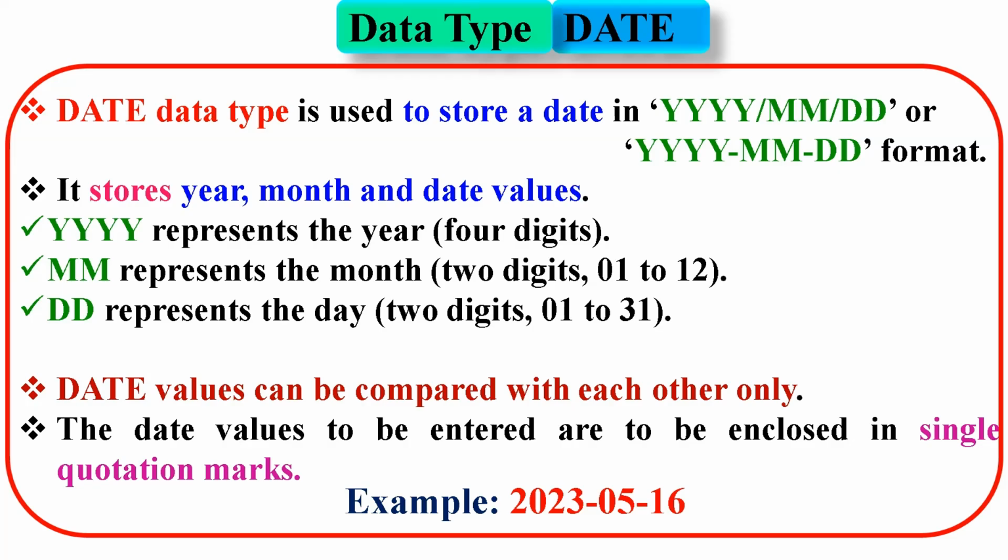Example, 2023-05-16. When working with dates, you have to be sure that the format of the date you are trying to insert matches the format of the date column in the database. The date data type is commonly used for various purposes, such as tracking events, managing schedules, and recording dates of transactions or events. It is useful for storing and working with date-related information in a database, and it ensures data consistency and accuracy when dealing with date values.